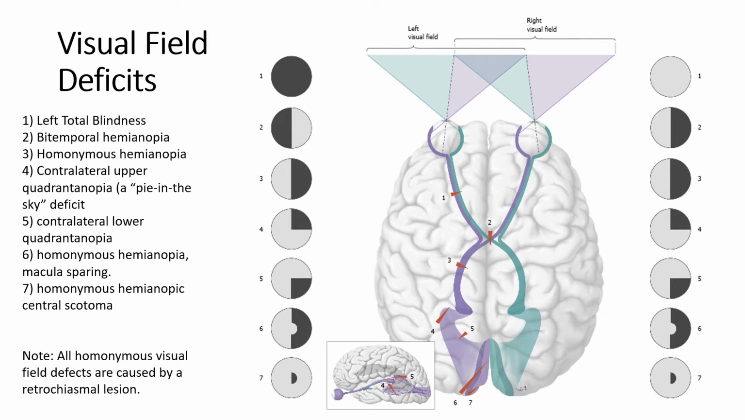Okay? So note the number 1 through number 7. The dark areas are telling you where the blindness is. So number 1, you can see left total blindness off to the left there. You can see the explanation. And then number 2 is bitemporal hemianopia. So hemianopia being half blind, right? Bitemporal, on both sides, or two, right? On both sides of the temporal area. So that's what's shaded dark there, so they can't see.